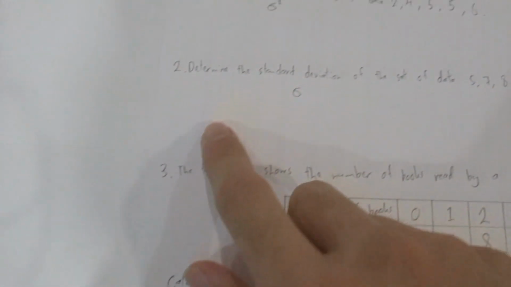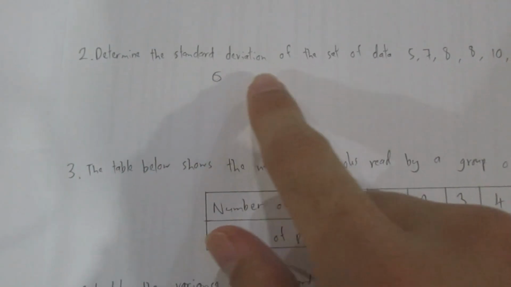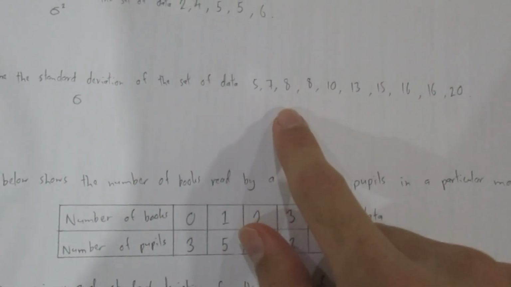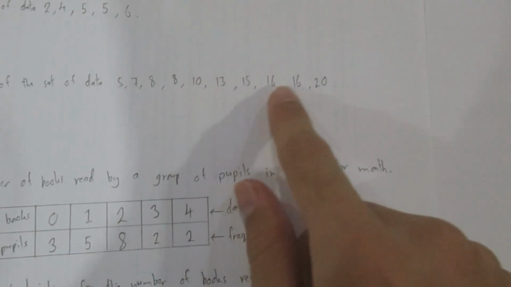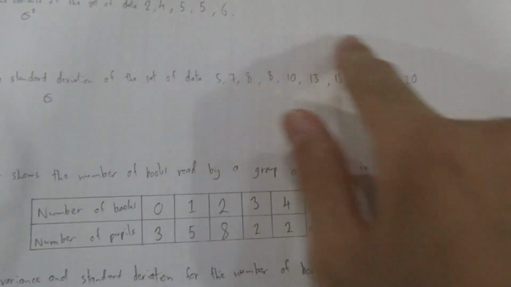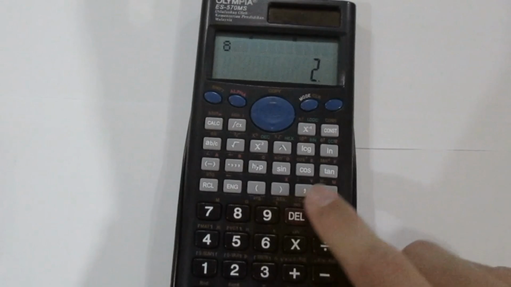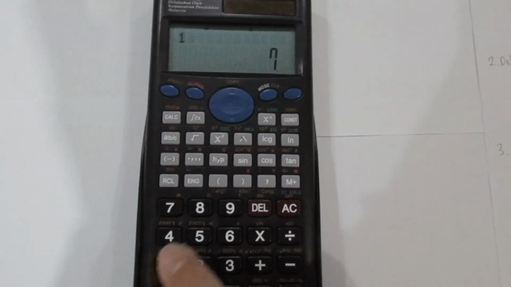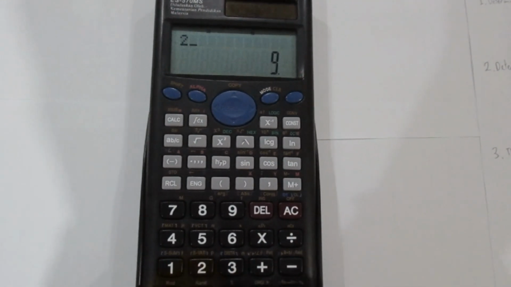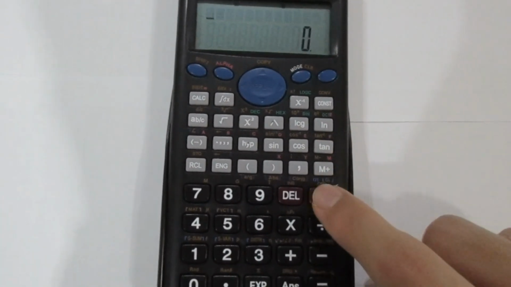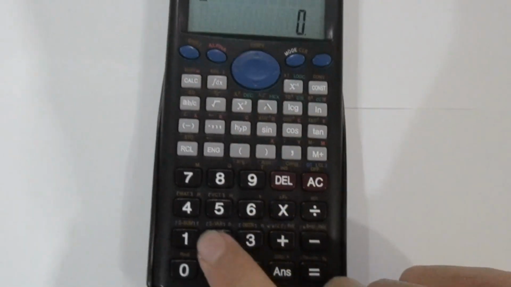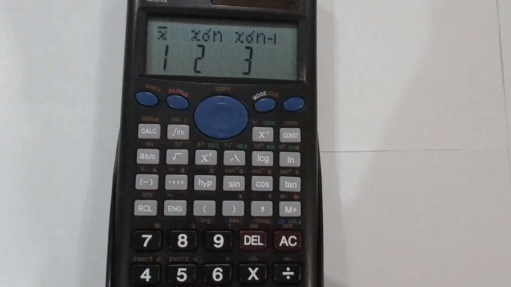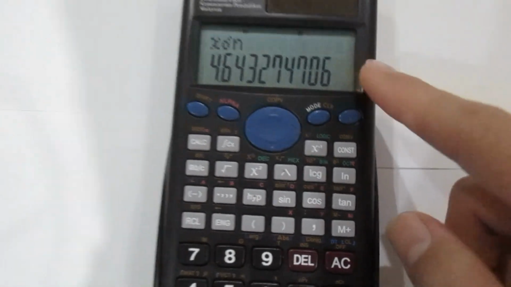Okay, so next example. Determine the standard deviation of the set of data 5, 7, 8, 8, 10, 13, 15, 16, 16, and 20. Okay, so there's 10 elements right here. Now we put that in. 5, 7, 8. I can press it again to input the same number. 10, 13, 15, 16, 16, and 20. Okay, so there's 10 elements. Now to find standard deviation, I press Shift, S var, and then 2. And there we go. That's my answer.